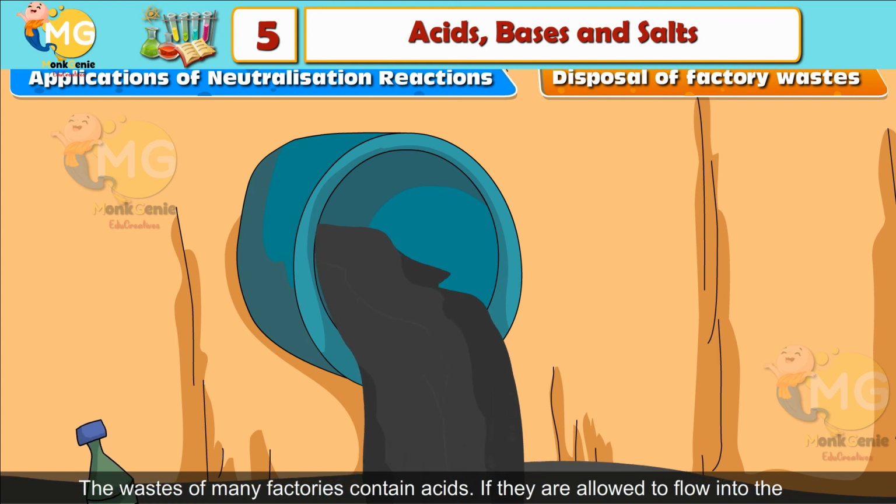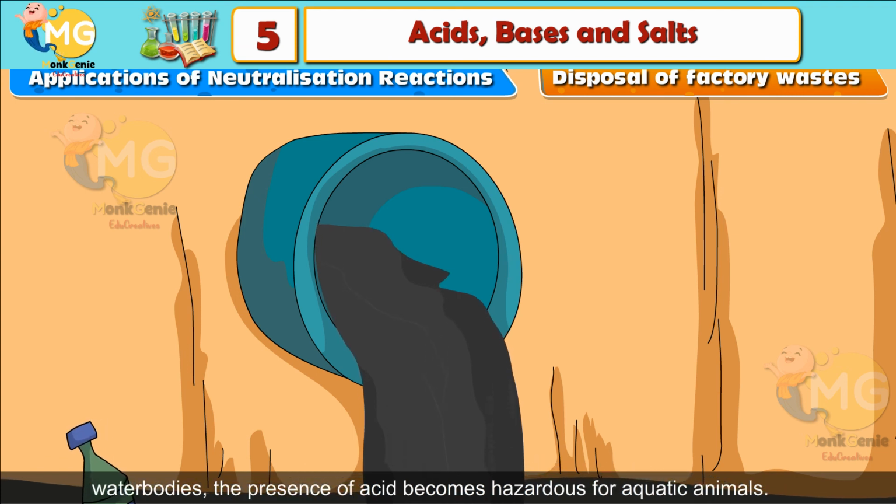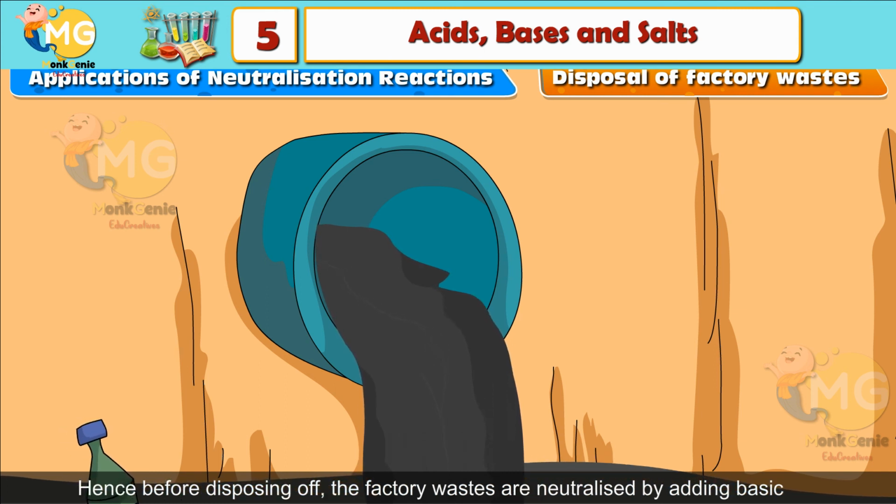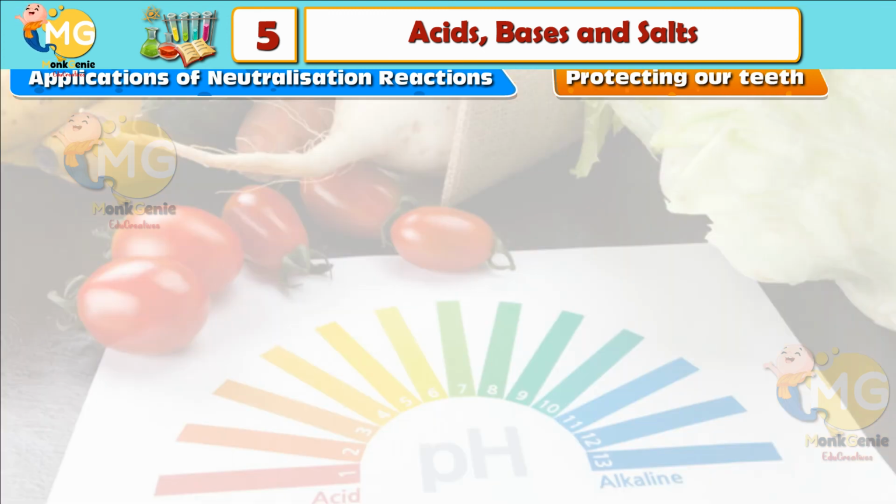Disposal of factory waste. The waste of many factories contains acids. If they are allowed to flow into the water bodies, the presence of acid becomes hazardous for aquatic animals. Hence, before disposing of, the factory waste is neutralized by adding basic substances.